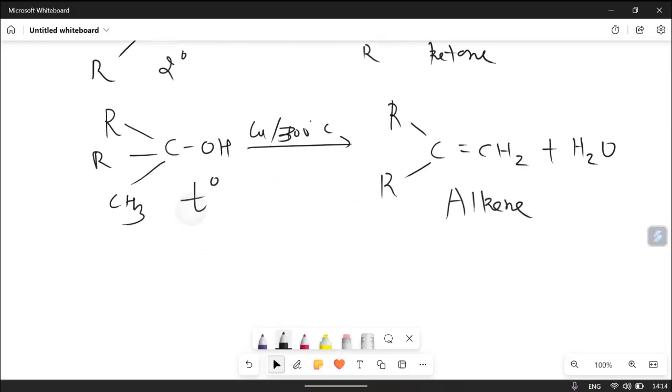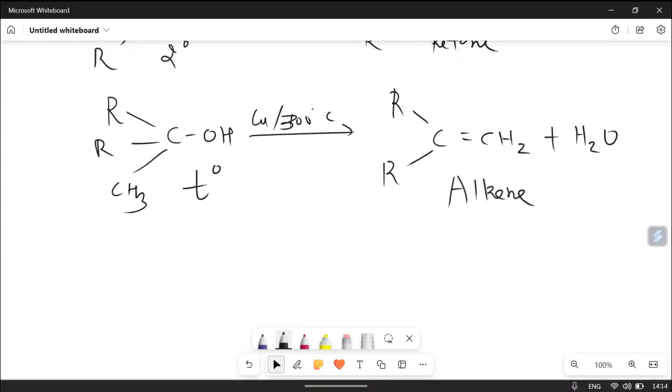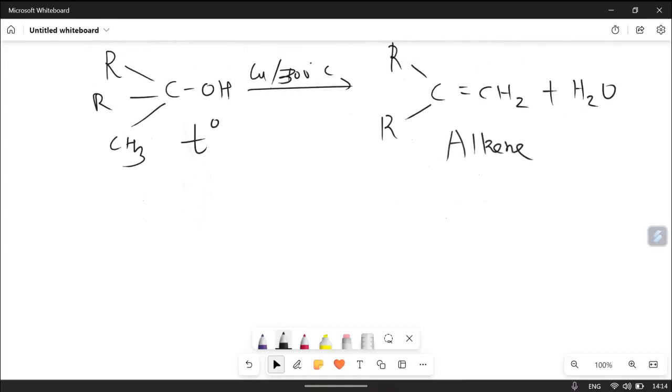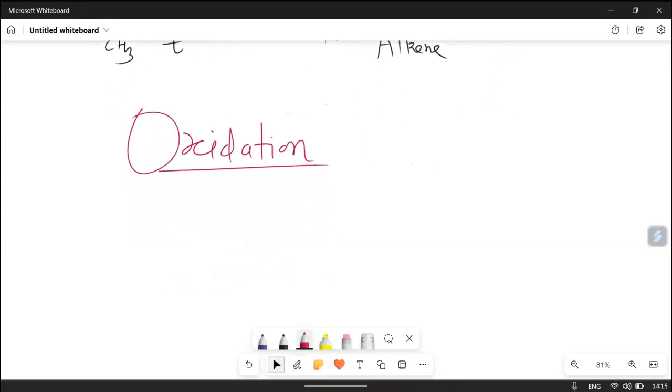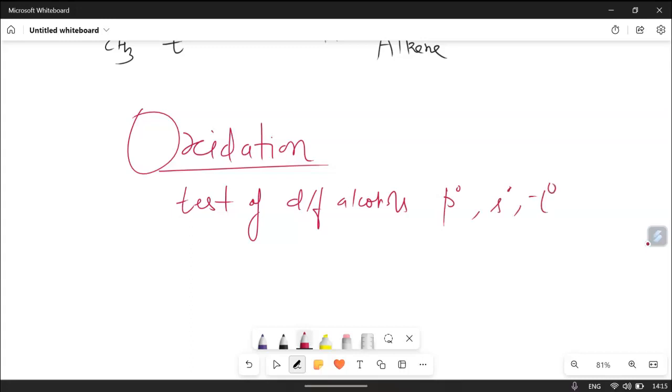Okay. The next reaction which we are going to discuss is oxidation, a very important part of the reaction. Oxidation of alcohol. Let's start. So oxidation is a test of different alcohols like primary, secondary, tertiary, because of the different products. Same as we have done before.